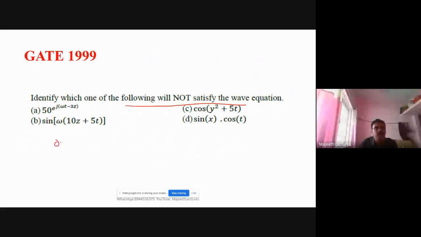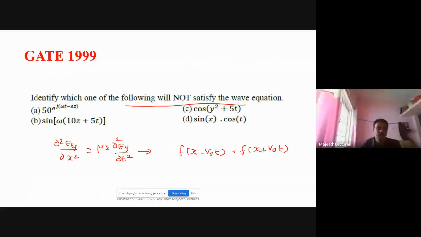You see, identify which of the following equation will not satisfy. So this is one question I have to know. What we did is, we converted a wave equation into a different scalar equation, right? Del squared E by del x squared equals mu epsilon del squared E by del t squared. Now if I solve this equation by using second order partial differential equation format, what I get is f of x minus v naught t plus f of x plus v naught t. Solution will be in this form.